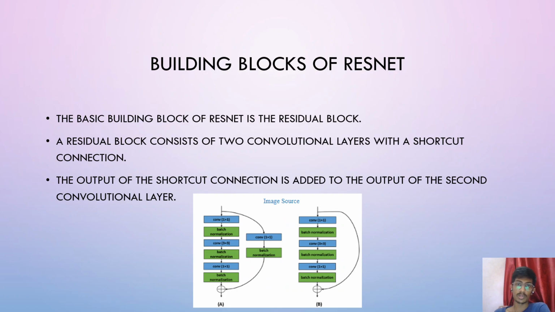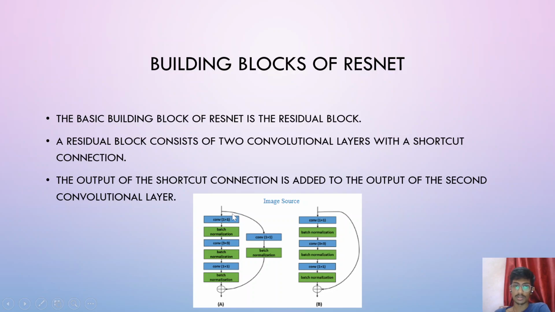Coming to the building blocks of ResNet, the basic building block of ResNet is the residual block. A residual block consists of two convolution layers with a shortcut connection, and the output of the shortcut connection is added to the output of the second convolution layer. So this is one convolution layer and this is another convolution layer, and as you know, convolution is applied for images, video, and audio. This kind of data has been trained.